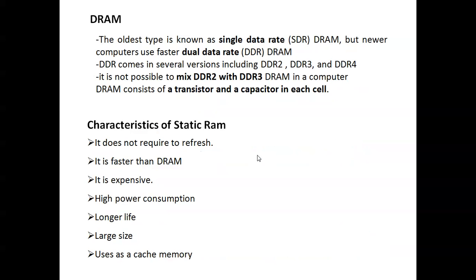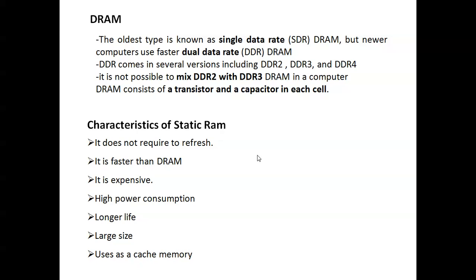We already discussed cache memory, and now DRAM, dynamic random access memory. The oldest type of DRAM is called SDR, single data rate. But newer computers use faster memory; nowadays we are using double data rate, that is DDR. DDR comes in several versions including DDR2, DDR3 and DDR4. It is not possible to mix DDR2 with DDR3 in a computer. Once you use a version, for example DDR3, you have to use only DDR3, not DDR2 or DDR4.